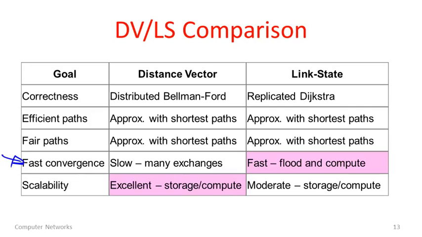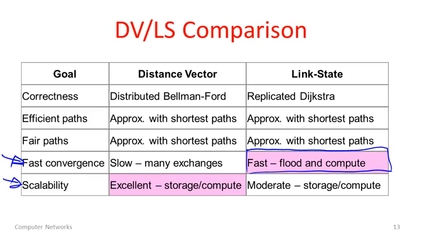Convergence. We would like rapid convergence to the new routes after any kind of change to the topology, like a failure. We've seen that distance vector can be slow in some cases. It can have this count to infinity and require many exchanges. Whereas link state generally tends to provide fast convergence. All you have to do is flood the new topology and everyone recomputes, so it wins here.